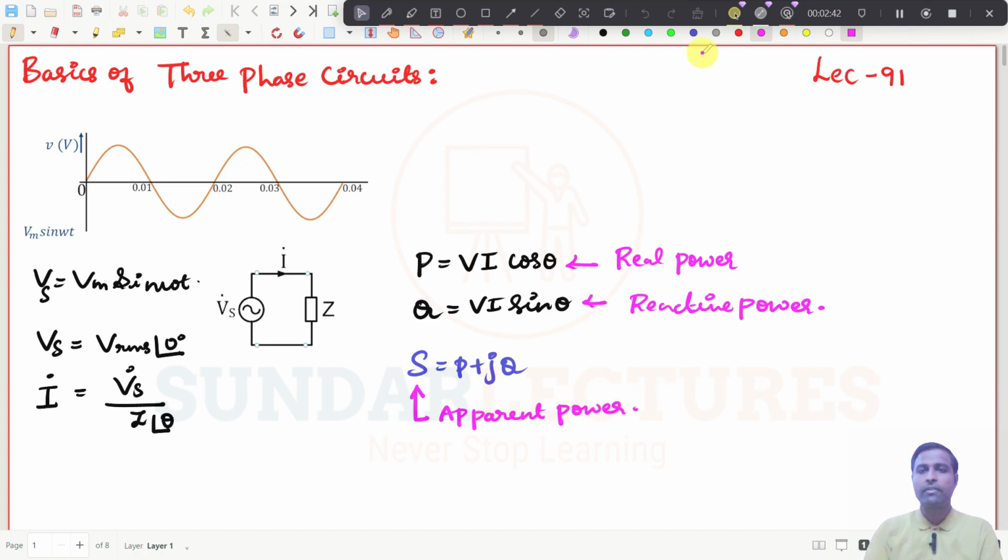And this apparent power can also be written as what? S can also be written as V square divided by Z star, or S can also be written as VI star. So many formulas we have already studied. These basics we already know. So this is the single phase AC system. Now we need to know what the basics of a three phase AC system are. That we will see now.